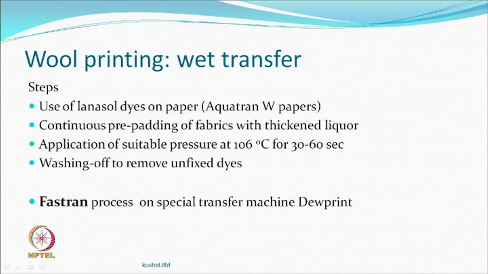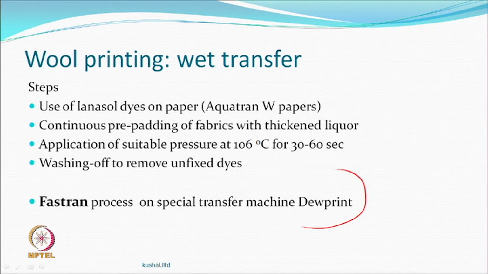So, any paper at 106 degrees for whatever little time that you have in moist condition can have an issue of crumpling, uneven shrinkage, and so on and so forth. That problem of course was there. So, they worked on various systems, and they also tried to make a transfer machine specifically for wet transfer, and the machine was marketed as Dewprint. So, basically as if condensation will take place and things like that.